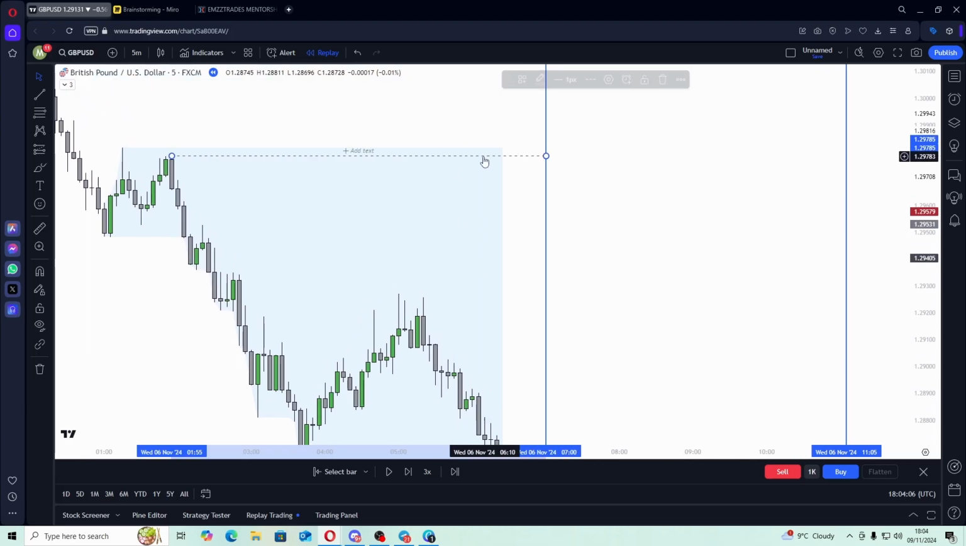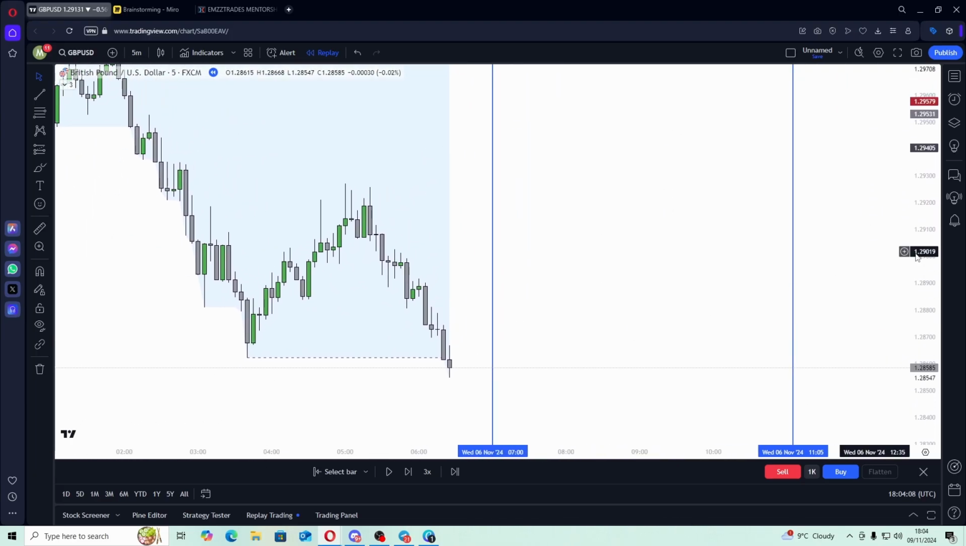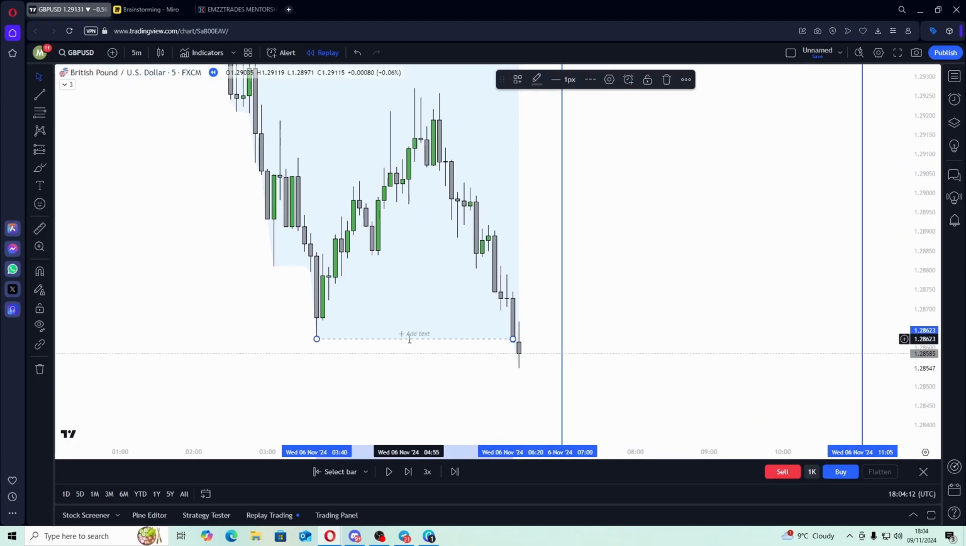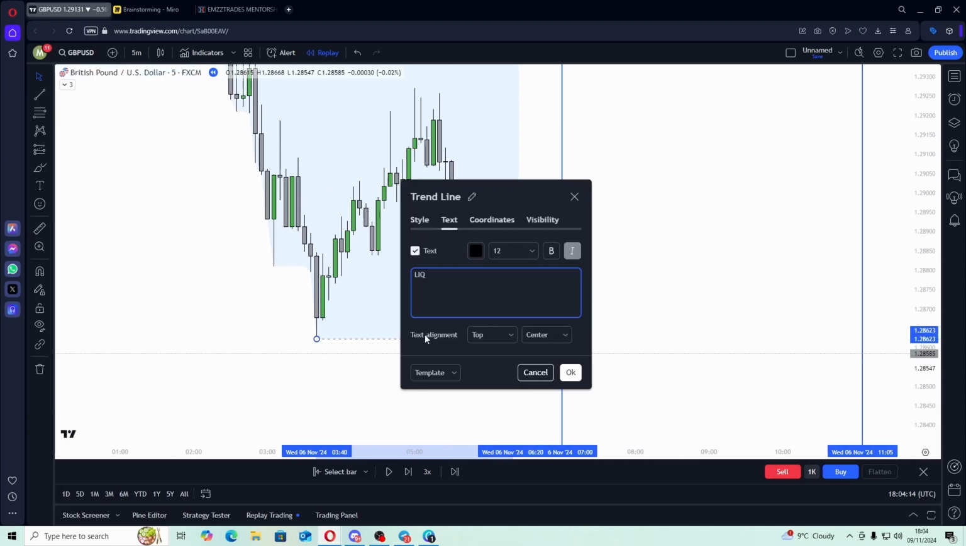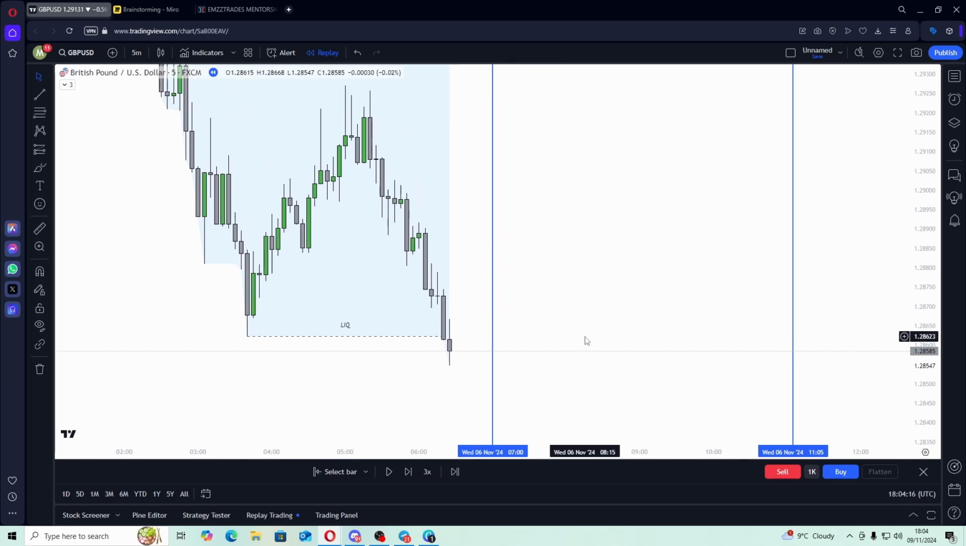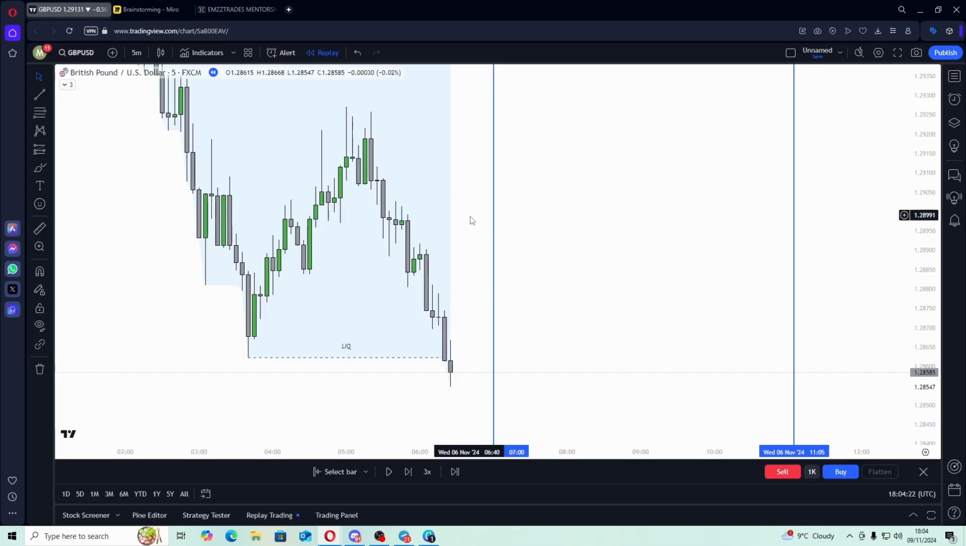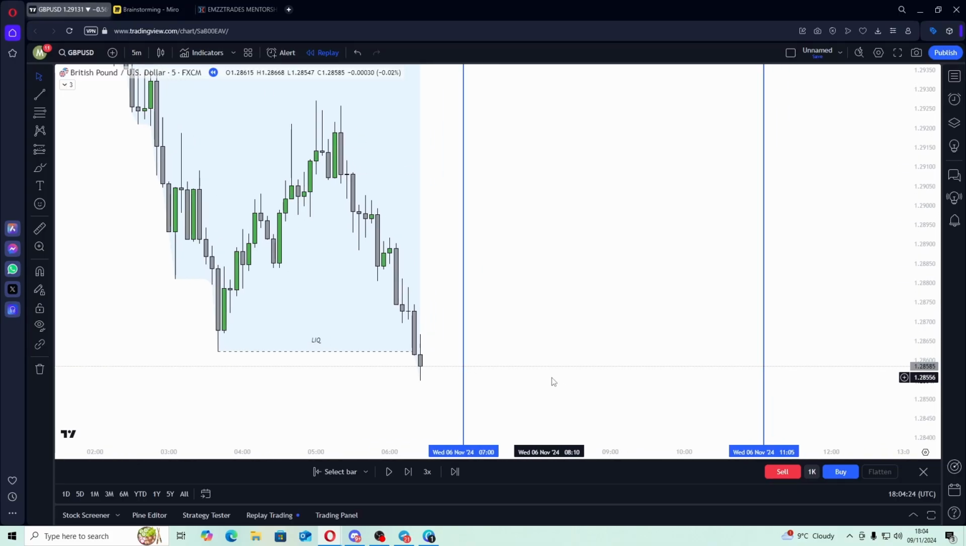Once it's swept the lows of Asian session, what we need to do is focus on taking the trade towards the upside. I'm going to be marking this out as liquidity right here. And then all you need to do now is find a market structure shift with an engulfing candlestick. The engulfing candlestick matters, but if you find a market structure shift, that's good enough. But the engulfing candlestick just increases the win rate.